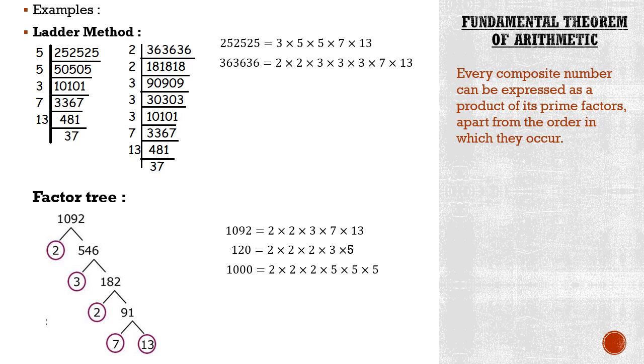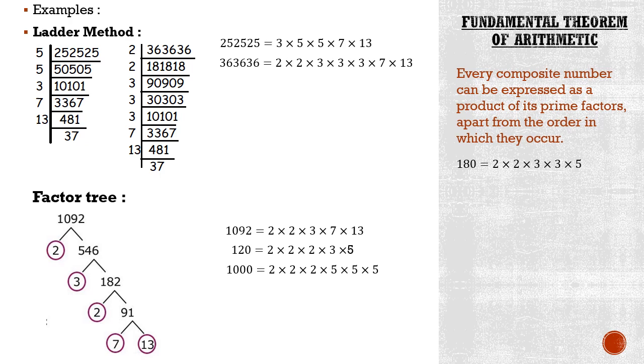Every composite number can be expressed as a product of its prime factors apart from the order in which they occur. It means order is not important, but still we are going to follow an order for the sake of easiness. We'll start from the smallest prime number 2, then we'll go for 3, then 5, then 7, 11. Like this we divide the given composite number only by prime numbers to get the prime factorization quickly. Getting it? Let us discuss some more examples of this.